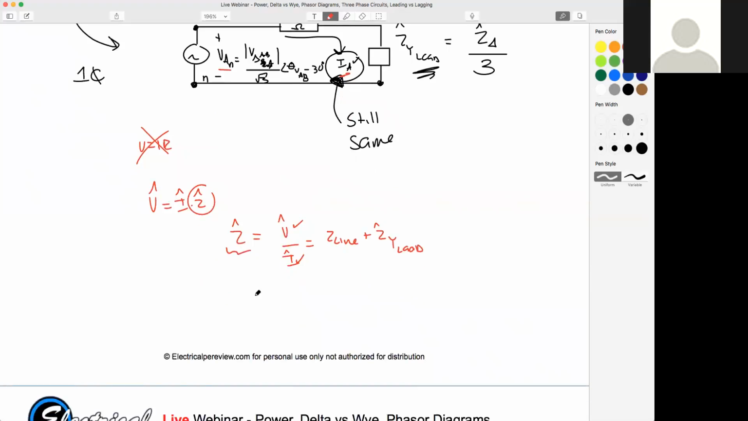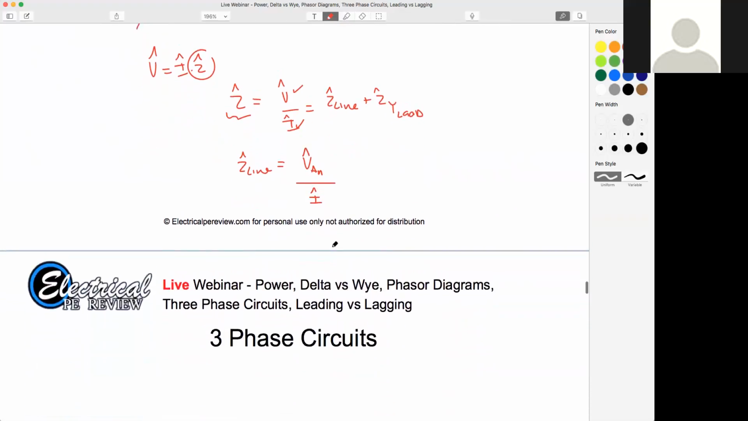So really, our Z line would be our A to neutral complex voltage divided by the same current. Can everyone see that? Divided by the same A current that has not changed one bit from the original problem, minus the known Y load impedance. Bingo. Is everybody good with that?